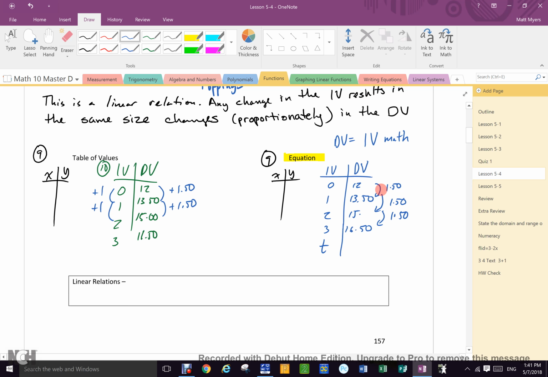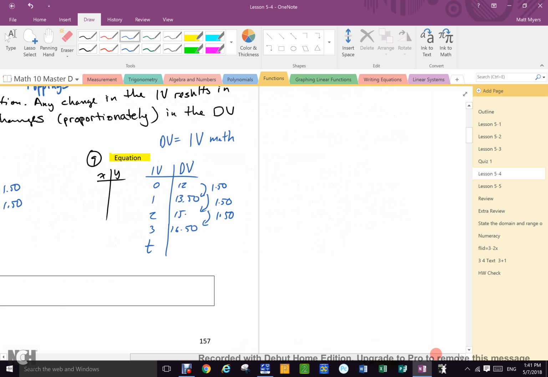Yes. Math guys are lazy. Do they ever write this? 2 plus 2 plus 2 plus 2 plus 2. No, what do they write?